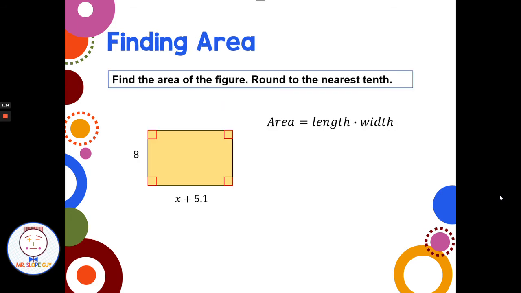So that's what distributive property looks like. What about finding area? How do I find the area of a rectangle? Length times width. So we have 8 times x plus 5.1. And I can distribute again. 8 times x, 8x. 8 times 5.1, 40.8. And they do not combine, so my final answer for area of this rectangle is simply 8x plus 40.8, or 40 and 8/10.